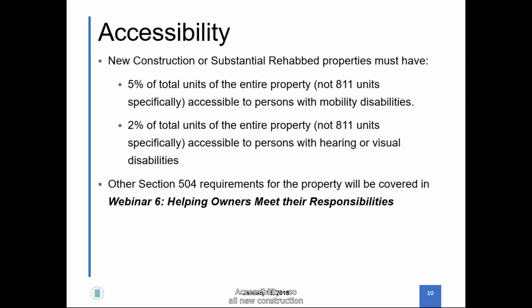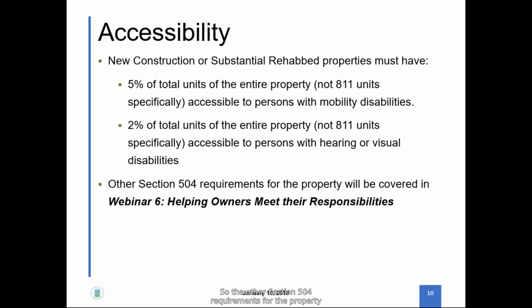Accessibility. So all new construction and substantial rehab properties must meet the following accessibility requirements. These accessible units are not reserved specifically for the 811 PRA tenants, but must be part of the property. So 5% of the total units of the entire property must be accessible to persons with mobility disabilities, and 2% of the total units of the entire property must be accessible to persons with hearing or visual disabilities.